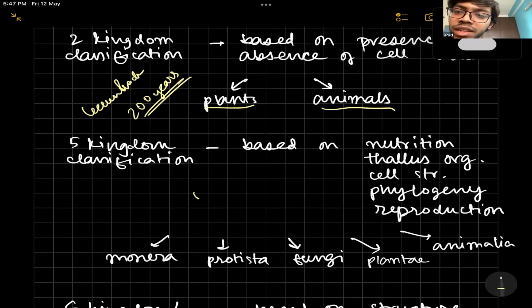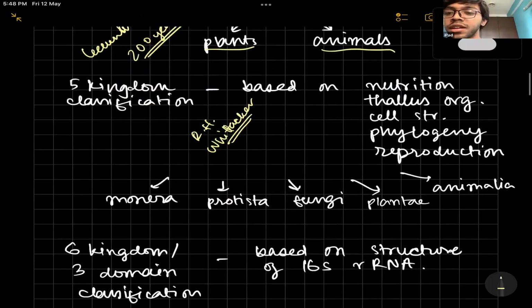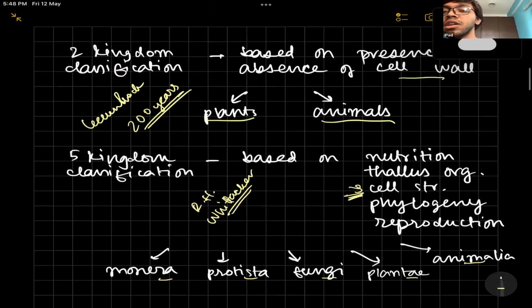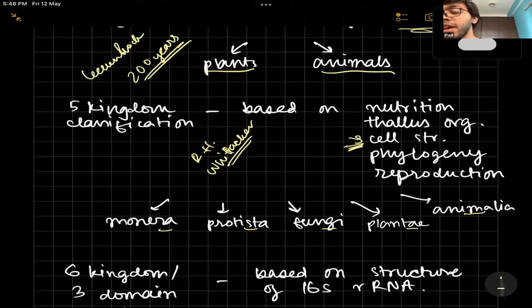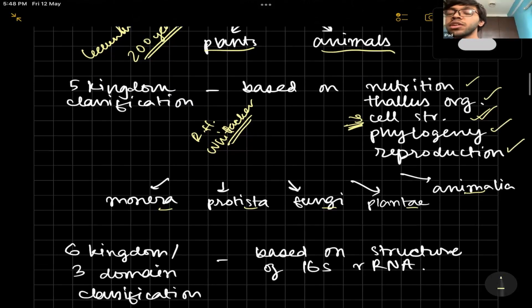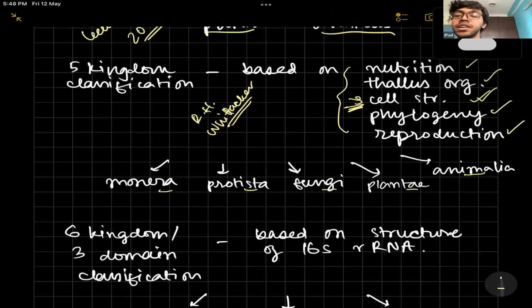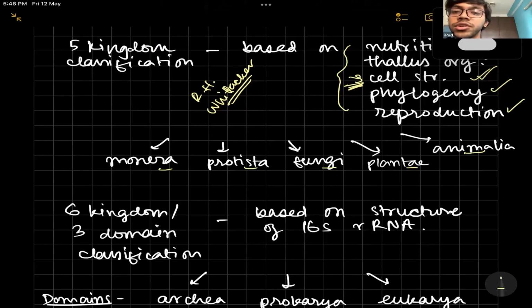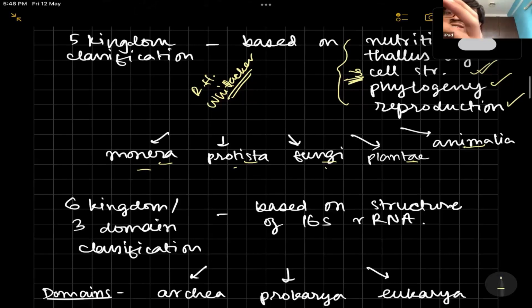Then came R.H. Whittaker, who classified the entire living organism into 5 different kingdoms: Monera, Protista, Fungi, Plantae, and Animalia. His classification was based not only on cell structure and cell wall, which were the criteria for Leeuwenhoek, but also on nutrition, thallus organization, phylogeny, and reproduction. Based on these criteria, he classified the entire living population into these 5 kingdoms.